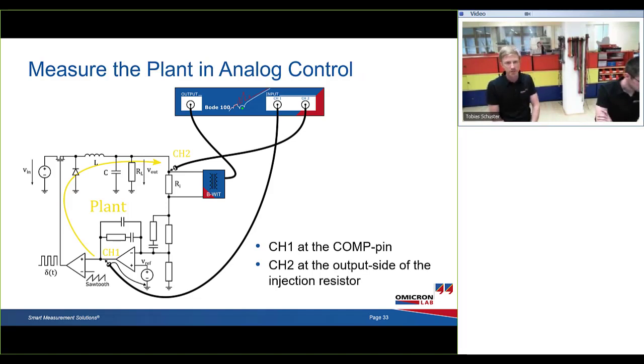We also said we're going to mention how to measure the plant of a system, and that's pretty easy, at least in analog control. So in this case, we see again our buck converter that has an analog control, in this case voltage mode type 3 compensator, and you just need to move the channel 1 connection point from the injection resistor to the comp pin, and then you will get the plant including the PWM compensator. The Bode 100 measures the transfer function from the comp pin to the output voltage. That's the plant including the PWM generator.